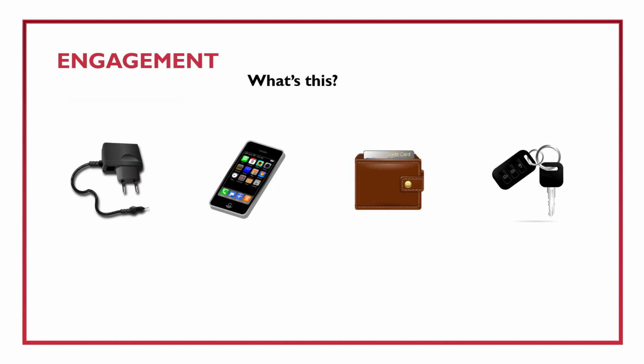Now, just to engage you into this new lesson, we have some pictures on this slide. I want you to look at them and tell me what they are. So let's start from the one from the left. What's this? A charger. Very good. What's the second one? A phone. Nice. The third one? A wallet. And the last one? A car key. So you may already know them, but if not, it's okay. You can just learn them right now.